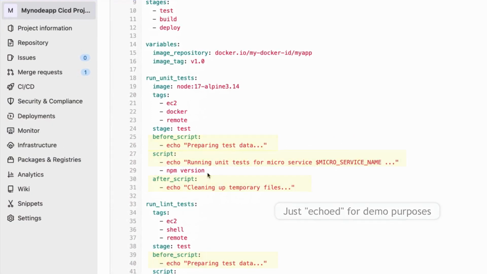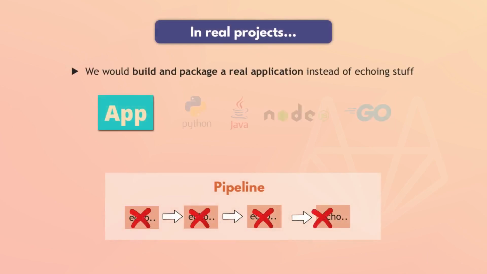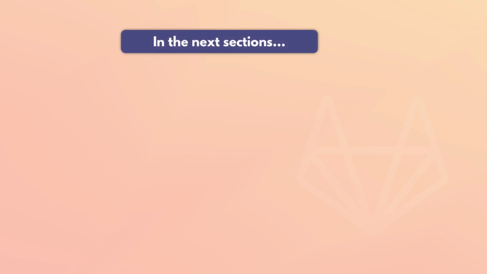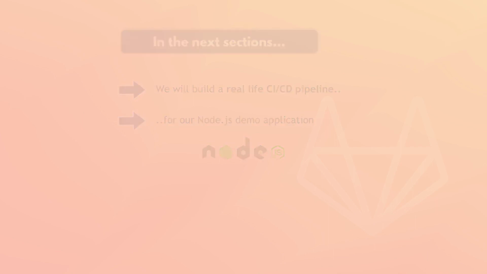And of course, in real projects, we will be building and packaging an actual application written in some programming language and actually doing stuff like building an image, pushing and deploying that image to a deployment environment, and so on. So that's exactly what we're going to do in the next sections. Using the knowledge that we've gained in the previous sections, we're going to build a real-life deployment pipeline for our demo application. So let's see exactly what we will be configuring and how.